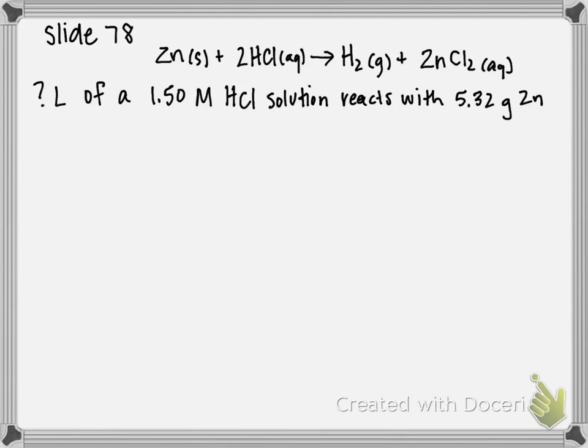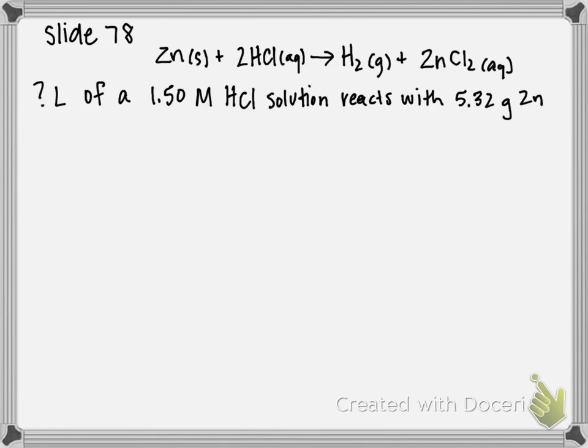So we're going to be following similar steps here, but instead of going from grams to grams, in this particular problem, we're going to go from grams of one thing to liters of something else. And in the next problem we're going to go from liters or milliliters of one thing to liters or milliliters of another. So very similar setup to just regular stoichiometry, but we now have this added unit of molarity. So the question reads, how many liters of a 1.5 molar HCl solution completely react with 5.32 grams of zinc? And they give us a balanced equation for this problem.